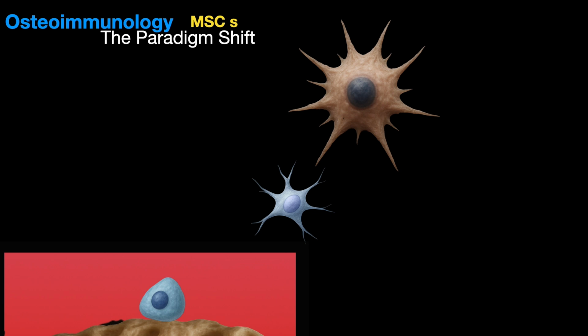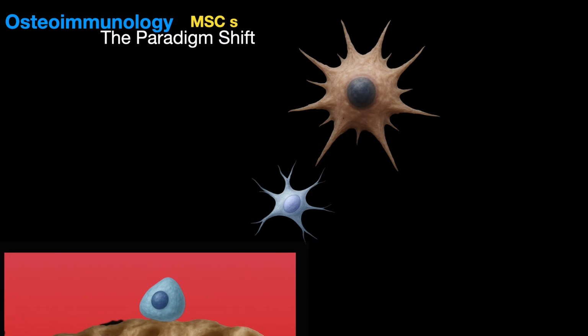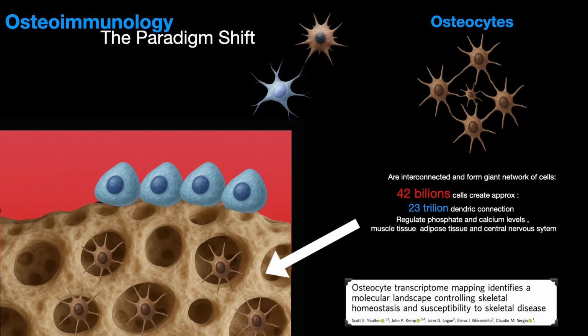So MSCs turn into pro-osteocytes and then into osteocytes. As you can see, as the osteocytes produce more and more bone, we are getting actual formation of osteocytes. We didn't know much about them, but what we know now is that they form about 42 billion cells that are connected together with about 23 trillion dendritic connections.